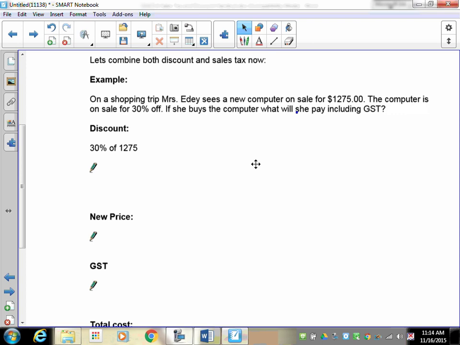Mrs. Edie's gone shopping. She sees a new computer for $1,275. The computer is on sale for 30% off. If she buys the computer, what will she pay for GST? Now, here's the critical thing. Discount always comes first because you only pay GST on the price of the item that you're paying, the new price. So you have to have the new price. So if a price is decreased, you always do GST on the decreased price. So your first job is find the discount, then find the new price, then find the GST, then find the total cost. So pause the recording and see how much we save on our computer.